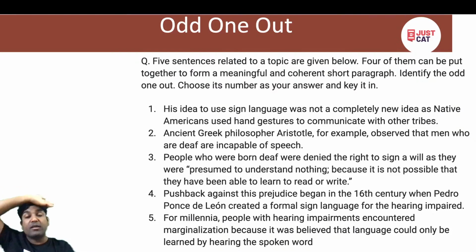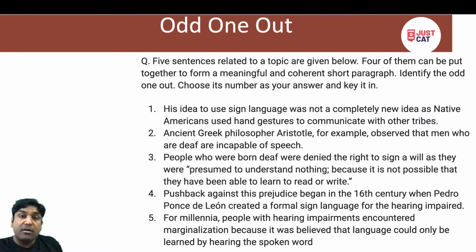Now Aristotle is again a different time zone, right? It's around 4000 BC or 3000 BC. I exactly don't know when Aristotle happened, I cannot tell with confidence right now, but at least it is much before Pedro Pons. Pedro Pons was a Spanish monk, a priest, and he created formal sign language. The name cannot be completely pronounced in English. I don't know the exact pronunciation of the last two words, so I'll not pronounce them. I'll keep myself safe there. I tried to look for the pronunciation, but I didn't get it properly on the internet.